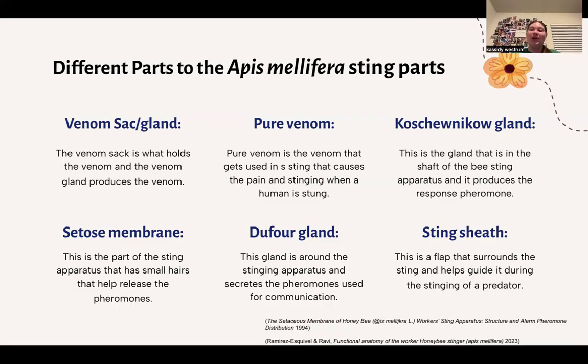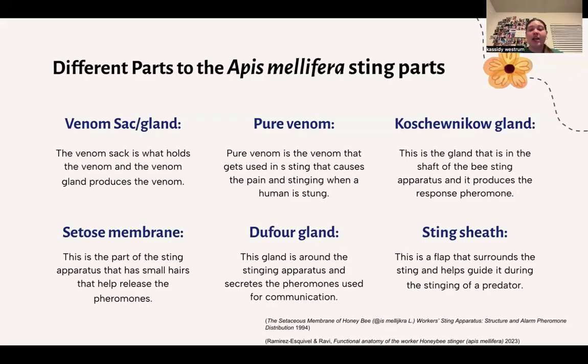The Koschevnikov gland, sorry, that's a really hard word to pronounce. That is a gland in the shaft of the bee sting, and it produces the response pheromone for the other bees to smell. The cetos membrane is part of the stinging apparatus as well, which has small hairs and it helps them release the pheromones faster.